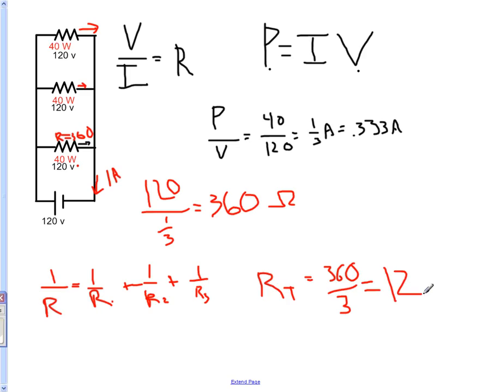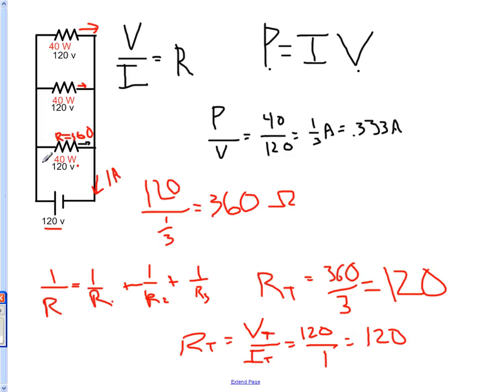Now there's another way you could have figured this out. The total resistance is also equal to the total voltage, if V equals IR, the total voltage divided by the total current will also give you the total resistance. The total voltage is 120 volts, and the total current in this case is 1 amp. We figured that out already. 1/3 plus 1/3 plus 1/3, we had 1 amp total. So 120 divided by 1, and lo and behold, it's the same answer. Total resistance is 120 ohms.